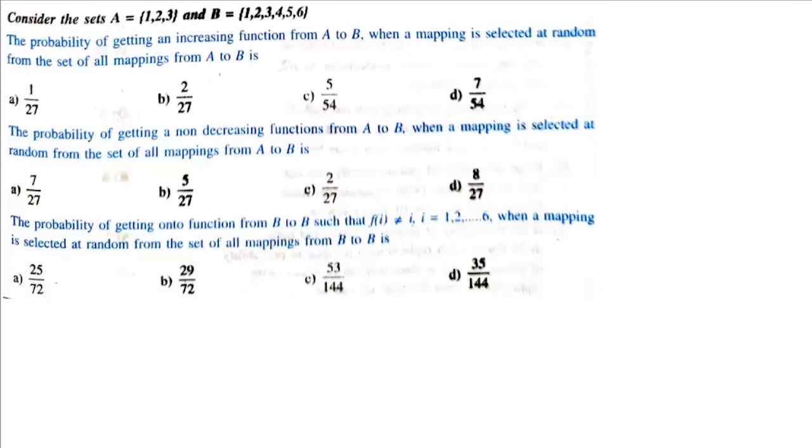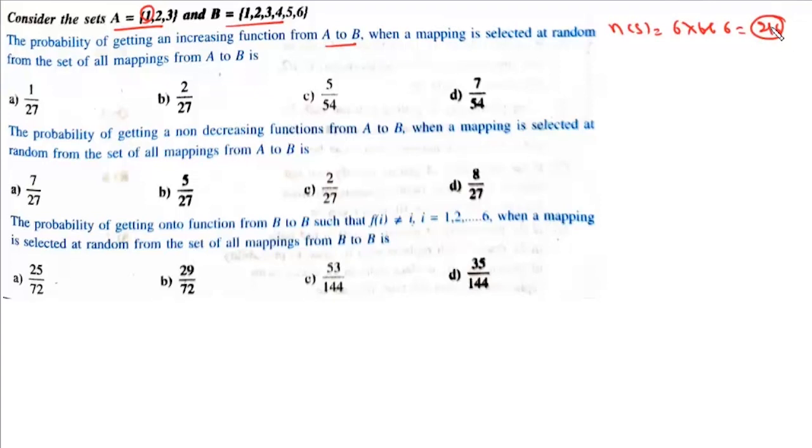Now the question is, consider the sets A and B. The probability of getting an increasing function from A to B when a mapping is selected at random from the set of all mappings from A to B. Now the total number of mappings in this case will be, for each of these three elements we have 6 choices. So it will be 6 into 6 into 6, and there will be 216 possible mappings.